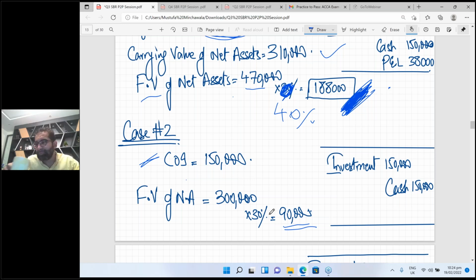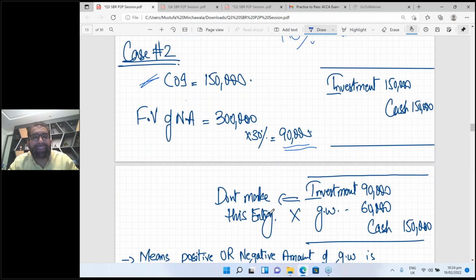Use your brain. For 90,000 worth of a company, you paid 150,000. So technically you paid 60,000 goodwill. I know what entry you are expecting. Cash, you paid cash 150. Investment debit 150 and goodwill debit 60. Goodwill because you paid goodwill.